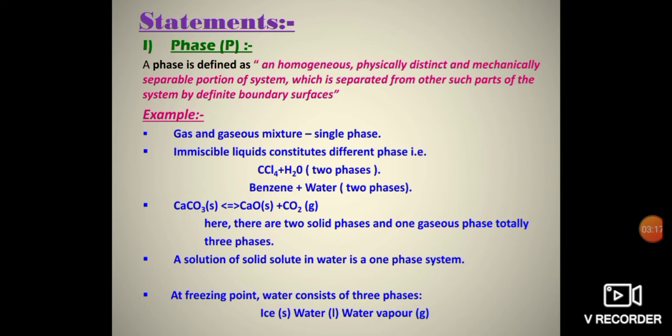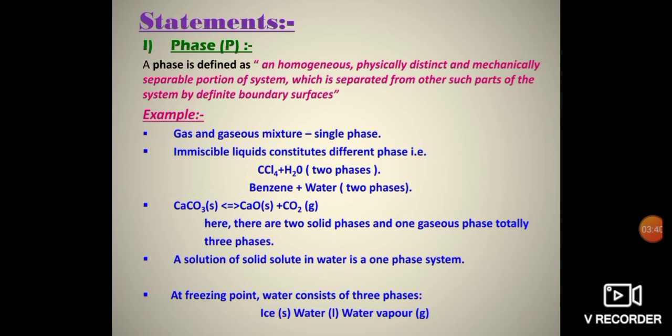Second example, immiscible liquids having different phases. For example, CCl4 and water, both are immiscible liquids, a heterogeneous system. Hence these are two phases. Benzene and water, both are immiscible liquids, hence they give two layers, that is two phases. Another one is oil and water, the same, a two phase system.